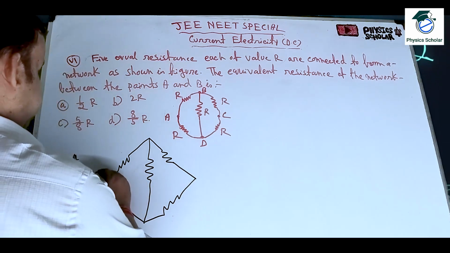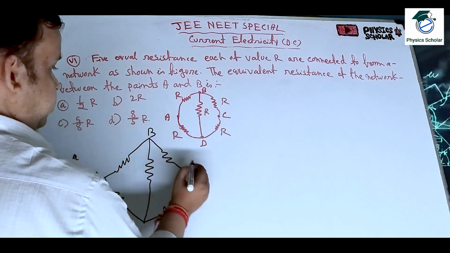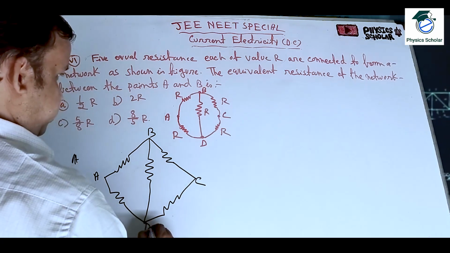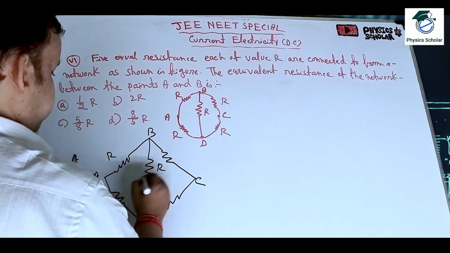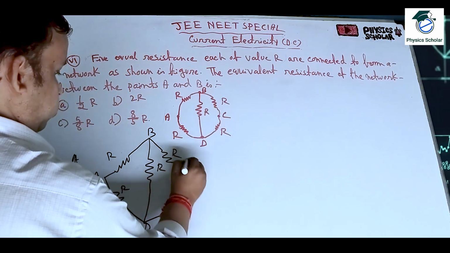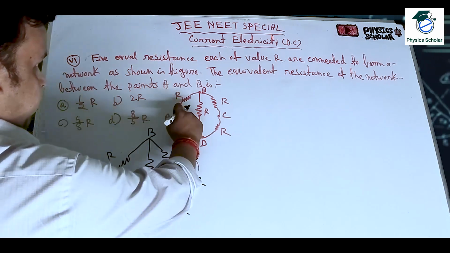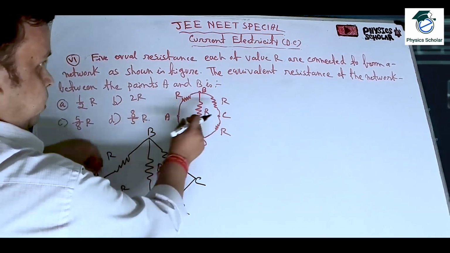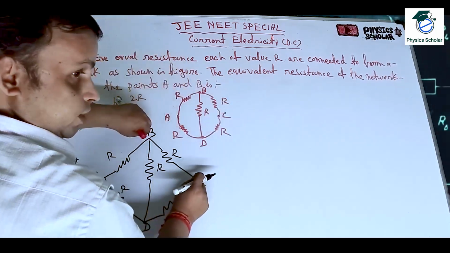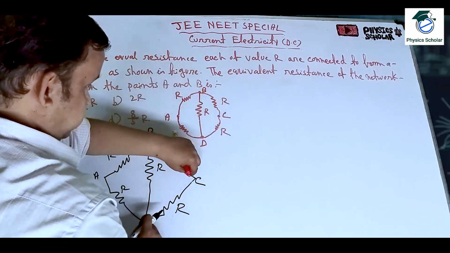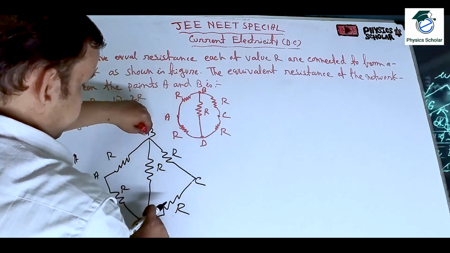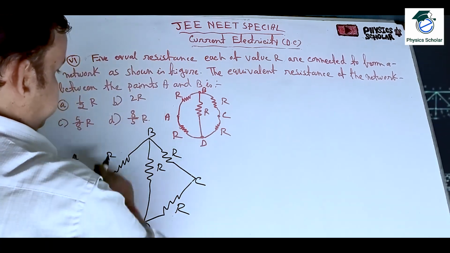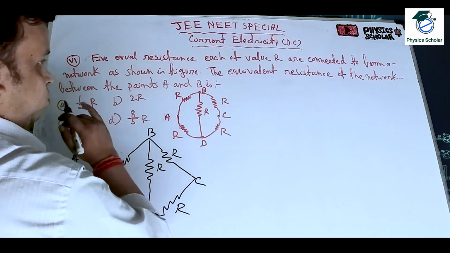So it is A, B, it is C, it is D, okay? So each resistance is R, it is also R, it is also R. See, A, B, this, clear? B, C, this, clear? C, D, this, okay? D, A, this, and B, D is R, clear? So this is actually the circuit, just like the Wheatstone bridge.